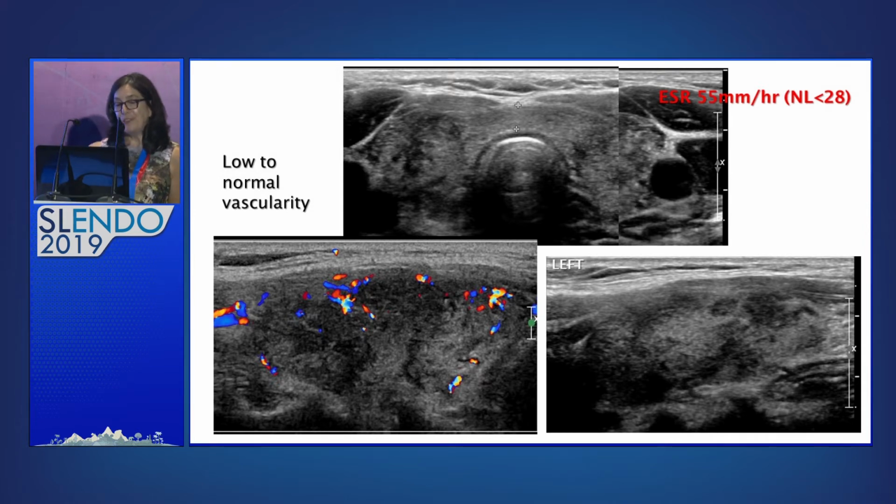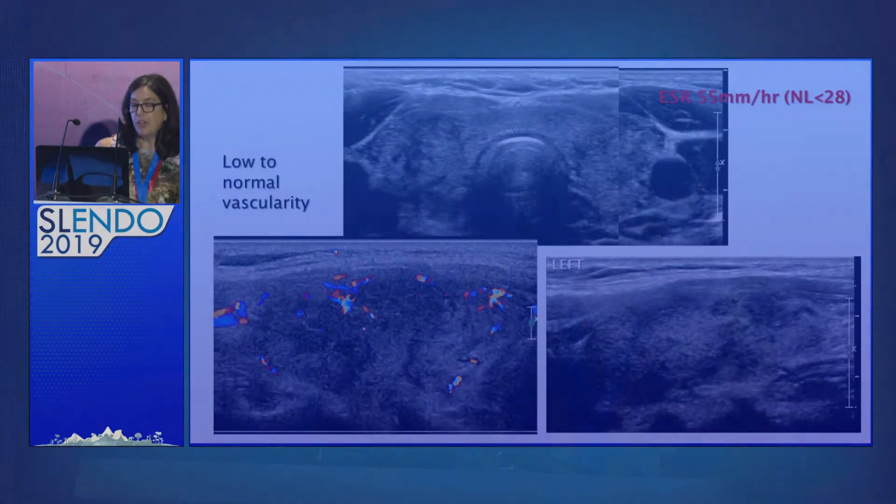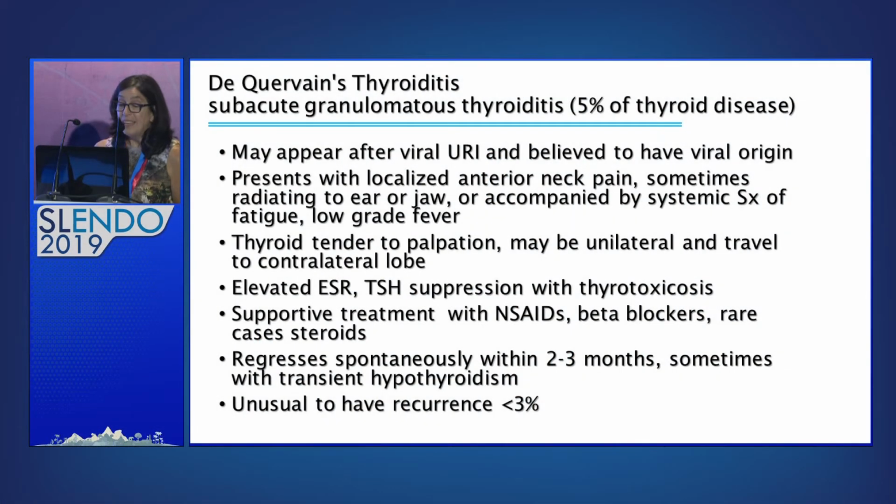And I think David told me he's going to show you a picture later of Dr. de Quervain. But this is considered to be 5% of all thyroid disease. I would say 80% of my patients have no precedent viral URI. It is believed to be of viral origin. Sometimes it starts on one side and then goes to the other side. There can be systemic symptoms like fever and myalgias. The thyroid is exquisitely tender to palpation and sometimes unilateral if it starts on one side.